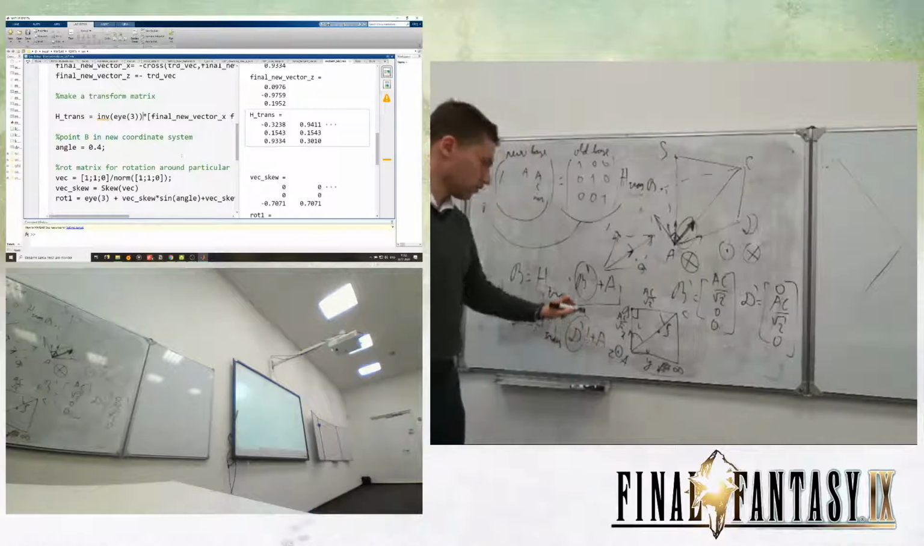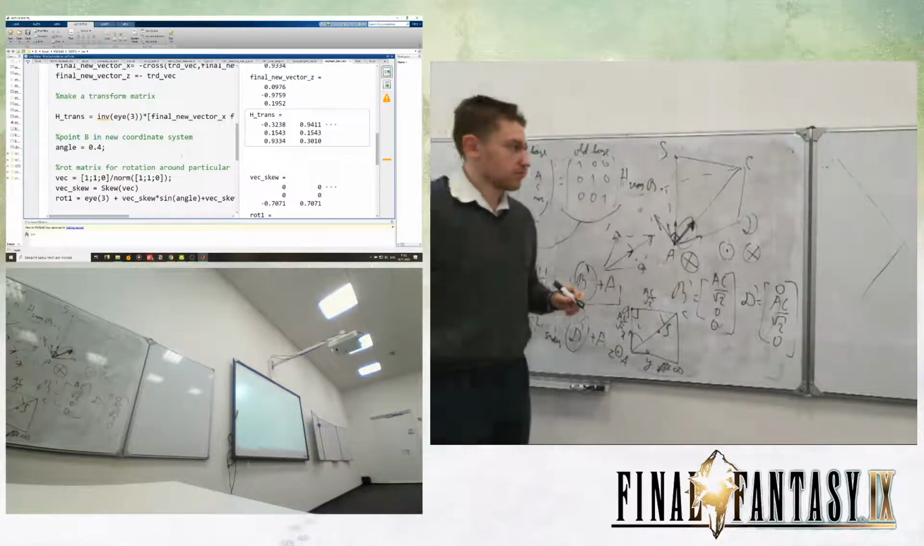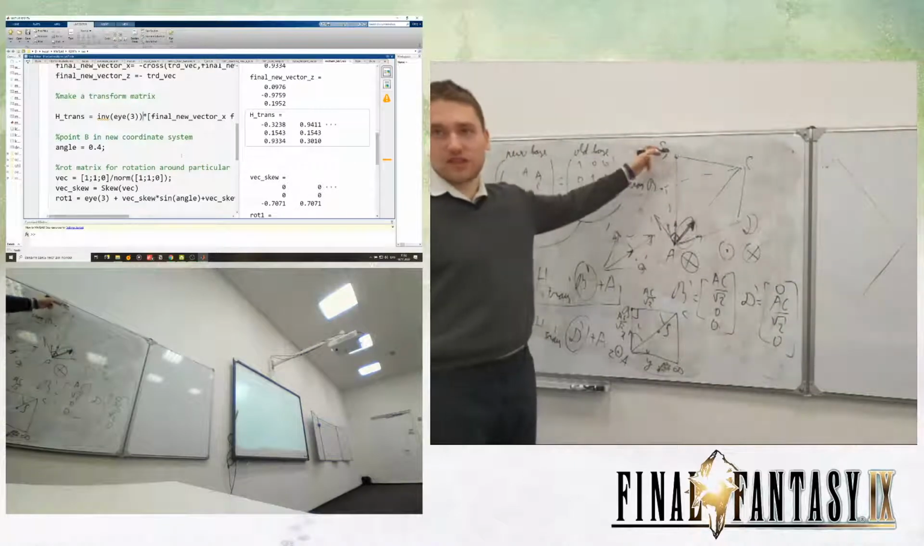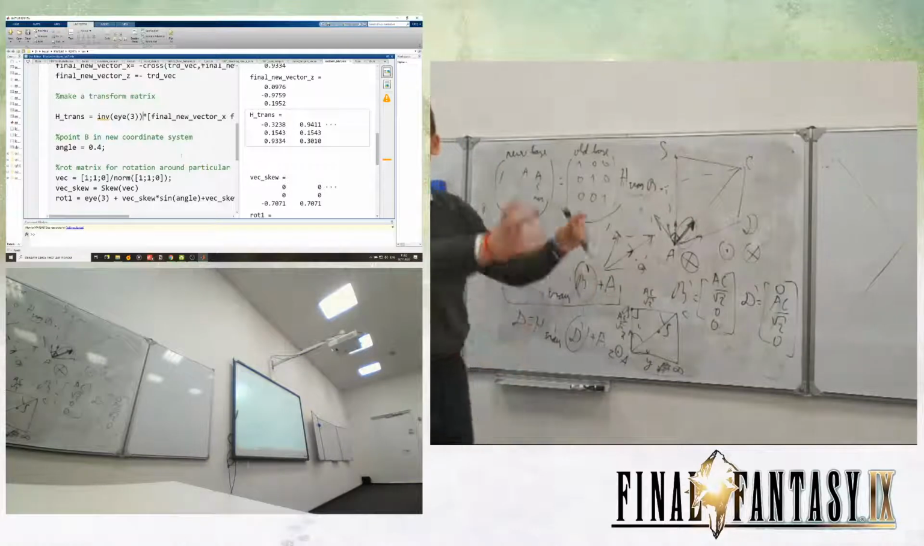Plus A. Why A? A is the change of origin because we start from the difference between origins. Yes, because we already start in C, as it's provided to us, and we go to A. We just shift our basis.